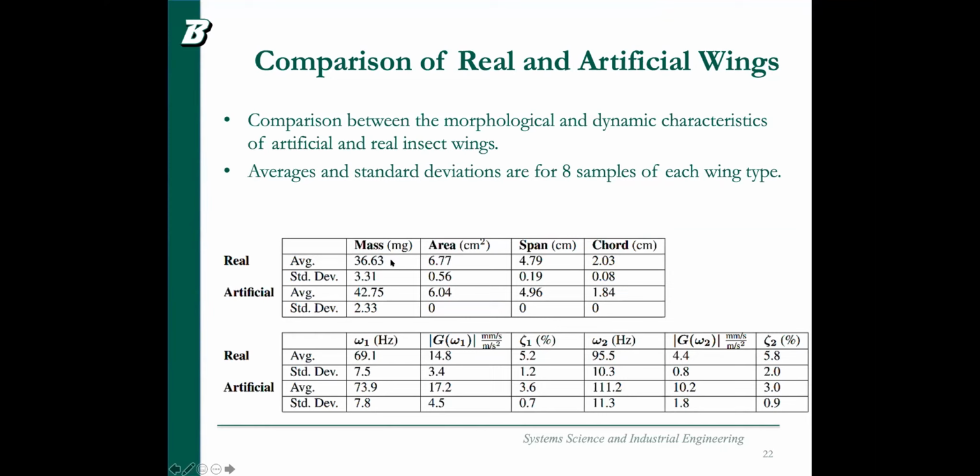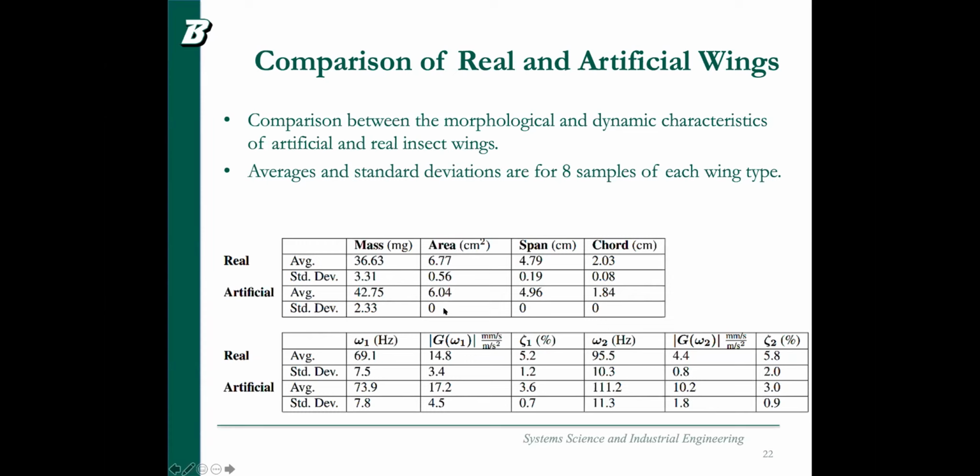But as for the mass, the real wings have 36 milligrams, and the standard deviation is about 3.3 milligrams, and our artificial wing is 42 milligrams. So it is a few milligrams more than the real wings. We've tried our best to reduce the mass. Okay, and this is so far the best we can get. But the good thing is we achieve a little bit less standard deviation than nature, right?